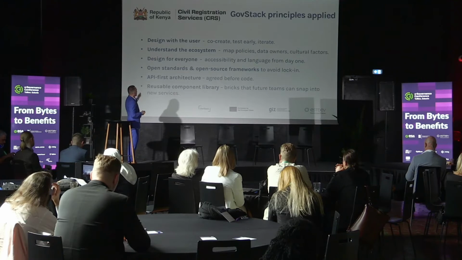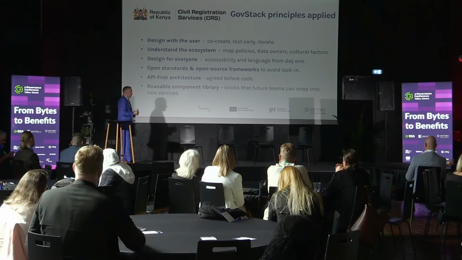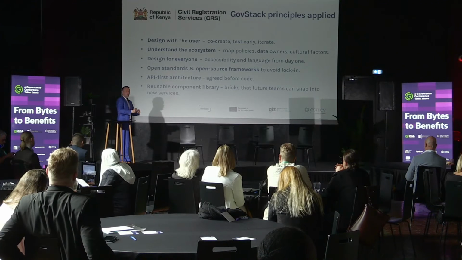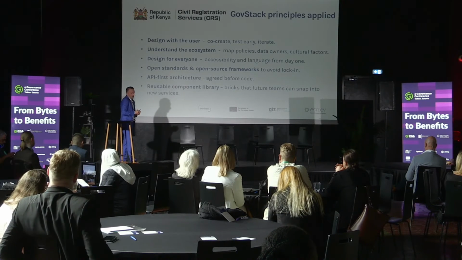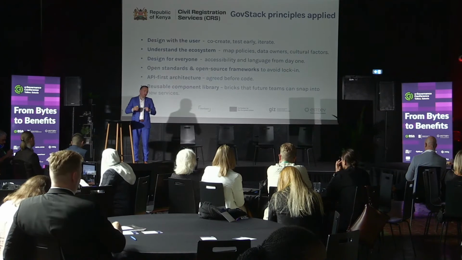So design, understand the ecosystem, design for everyone, using different open source systems so that we can expand on those, build an API-first architecture so that we can extend the systems as per GovStack principles, and build this kind of reusable content or component library so that not only for this project, but any future projects in this organization, they can use it.